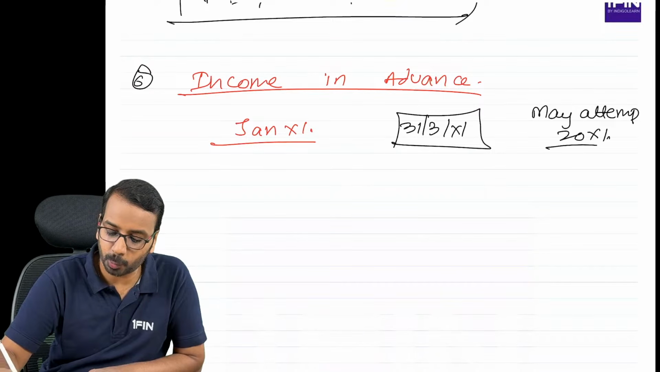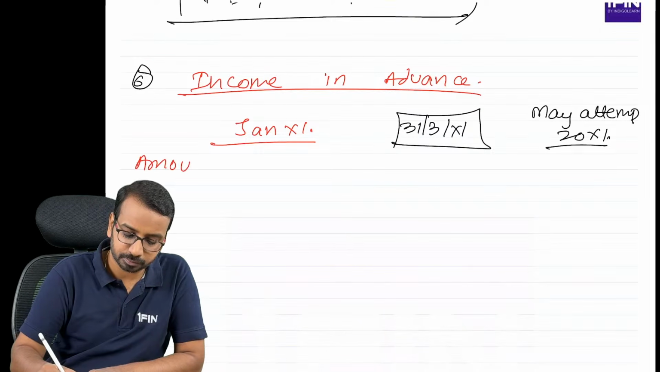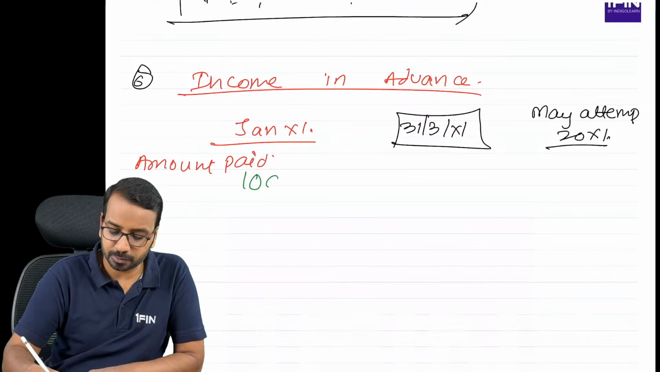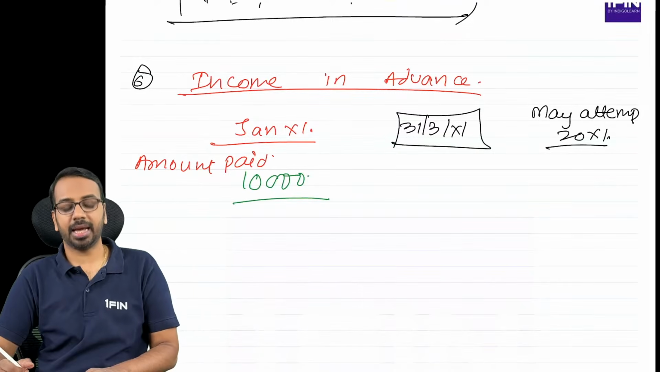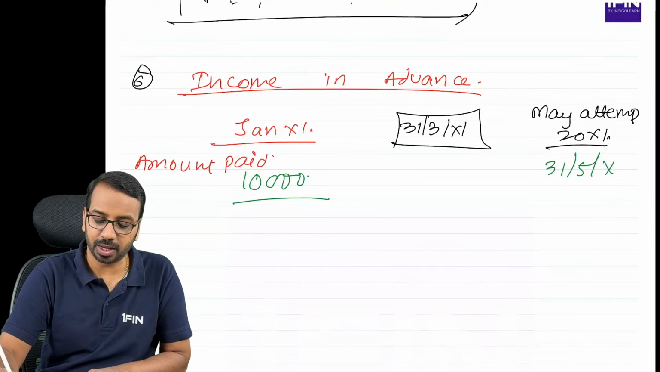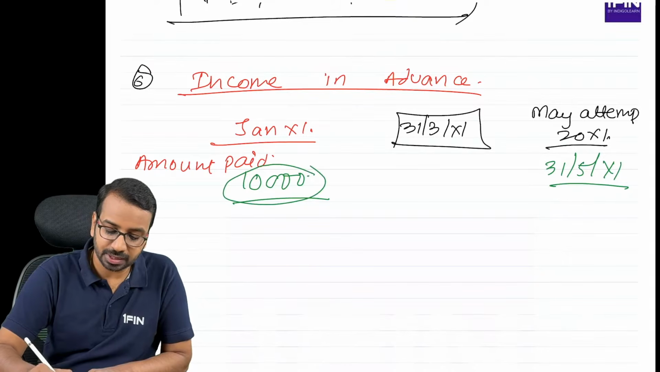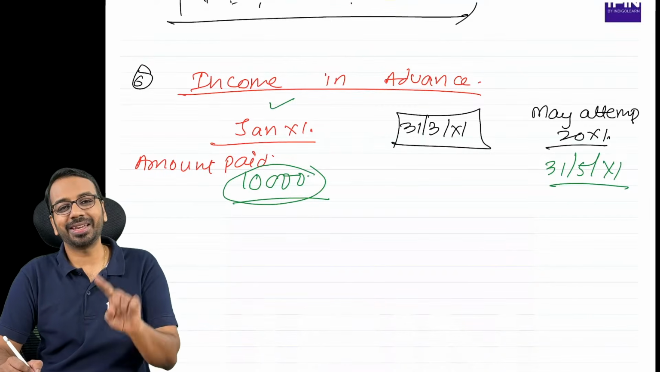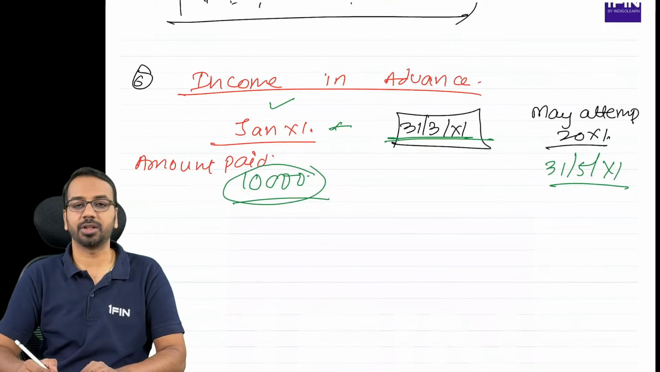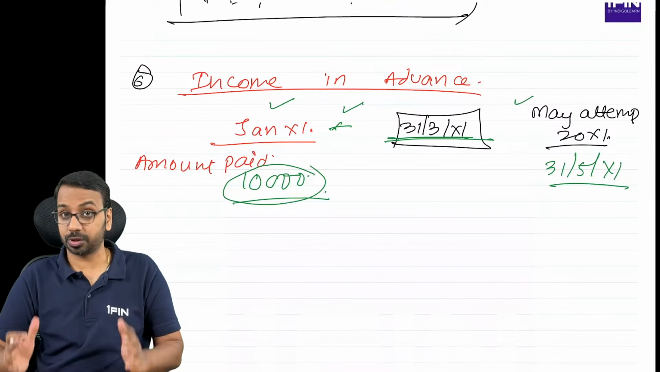Of year 1. Okay, and let us say for simplicity's sake, you have paid us amount paid in January. How much did you pay? 10,000. You paid us 10,000 and we are giving you access till May attempt. Let us say access expires on 31st of May of year 1. Okay. Now, this 10,000 that I have received in year 1, is it the income of year 1, that is for this period, for financial year ending on 31st March of year 1, or should I split this 10,000 between year 1 and year 2? That is the question. Okay.